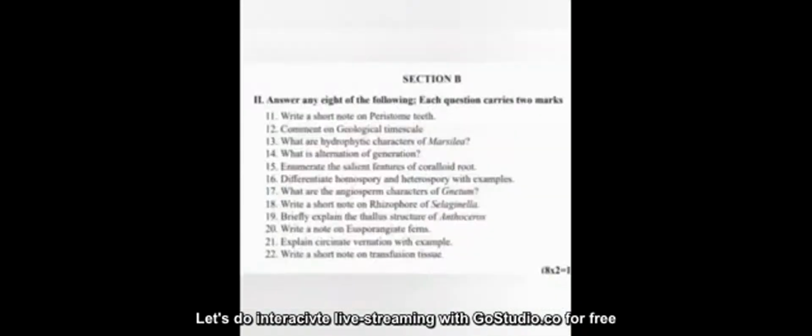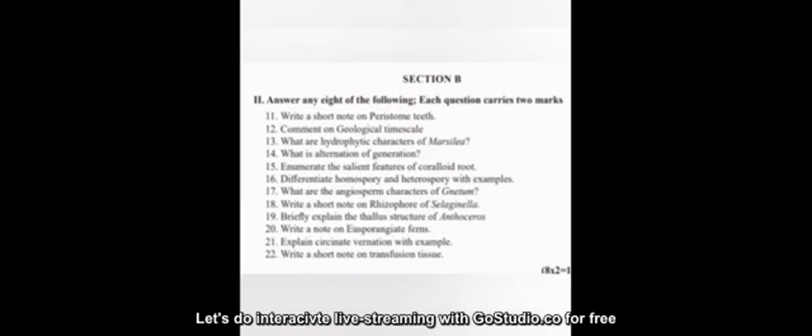Section B. 2. Answer any 8 of the following. Each question carries 2 marks. 11. Write a short note on peristome teeth. 12. Comment on geological timescale. 13. What are hydrophytic characters of Marsilea? 14. What is alternation of generation? 15. Enumerate the salient features of coralloid root.